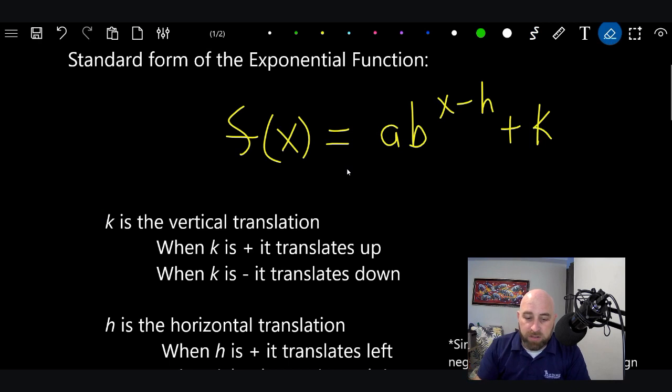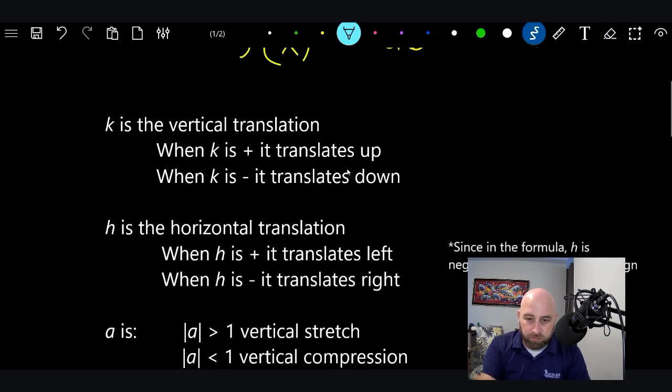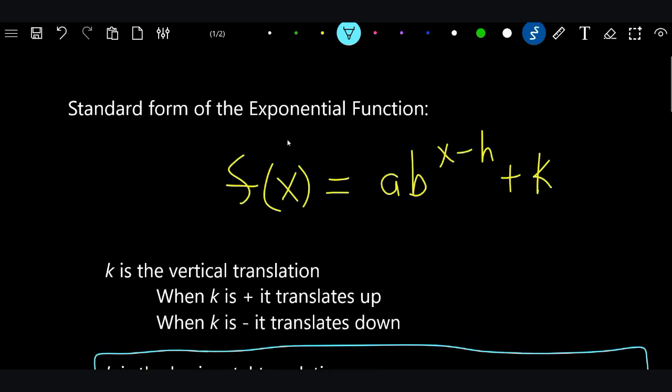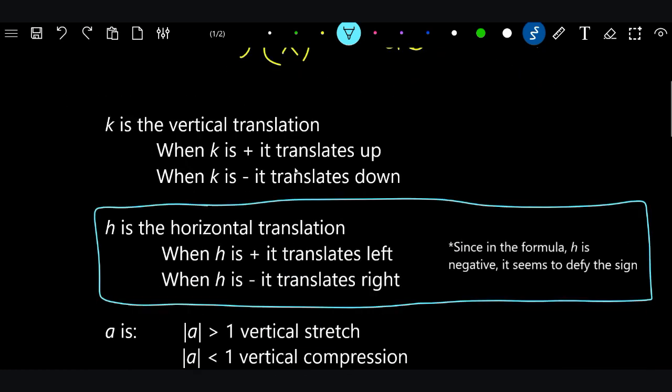The next piece to this is the h. And if you remember, the h is a little bit tricky. The h is the horizontal translation. That means it's going left and right. And remember, the h has a negative sign attached to it, and that's the same as in the other one that we've already talked about as well. So when the h is positive, it actually translates to the left. When the h is negative, it translates to the right.